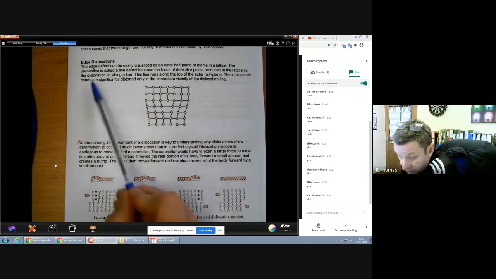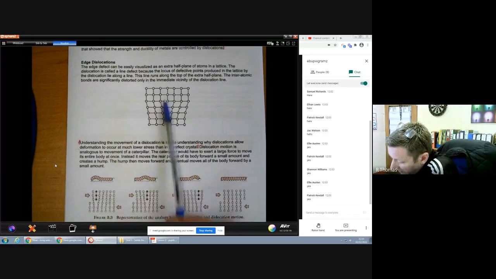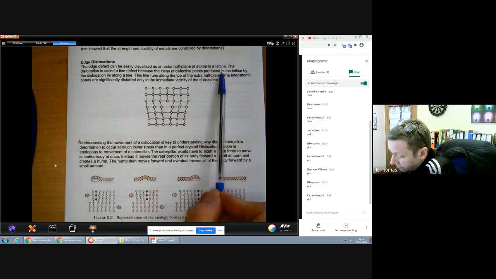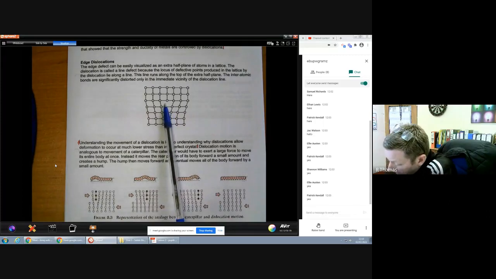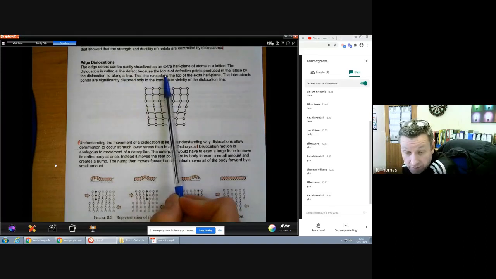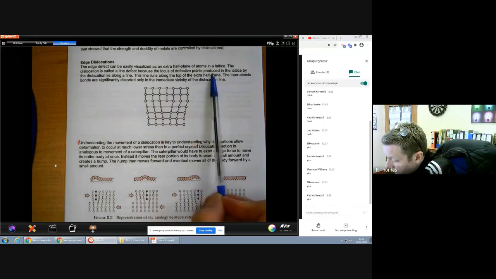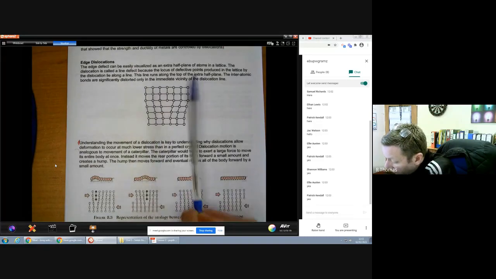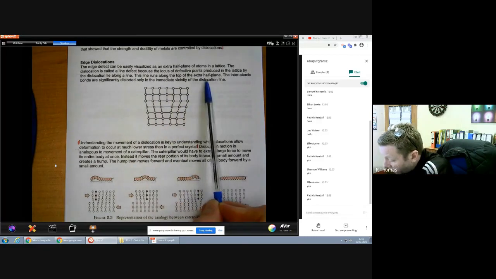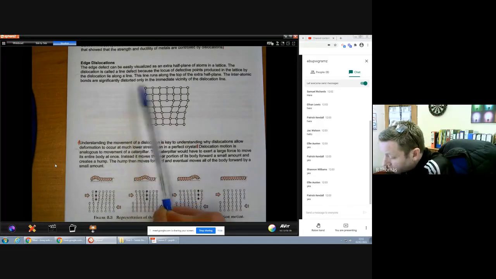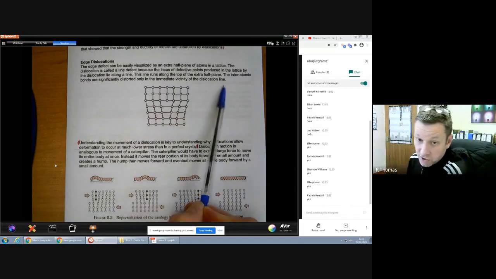Now, let's just read through it. The edge defect, that's this, can be easily visualized as an extra half plane of atoms in a lattice, right? So I've got half a row stuck on its own in the middle. The dislocation is called a line defect because the locus, so that's the pattern of movement that you would have done in mathematics, the locus of defective points produced in the lattice by the dislocation lie along a line. This line runs along the top of the extra half plane. The interatomic bonds are significantly distorted only in the immediate vicinity of the dislocation line.